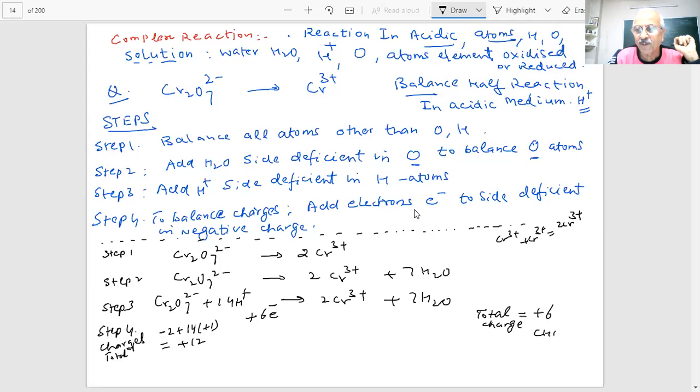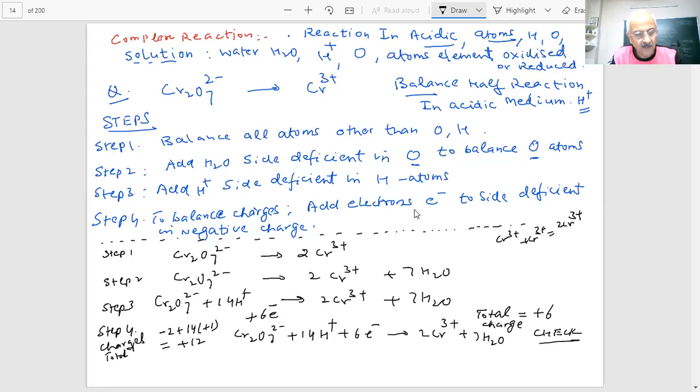Now check it. Finally, we always check it. Check everything, students. What is the final answer? Cr2O7 2 minus, 14H plus, 6 electrons gives 2Cr3 plus and 7H2O. Students, count everything again. If there is any doubt, you have to count everything again. Everything is balanced. Yes, sir.